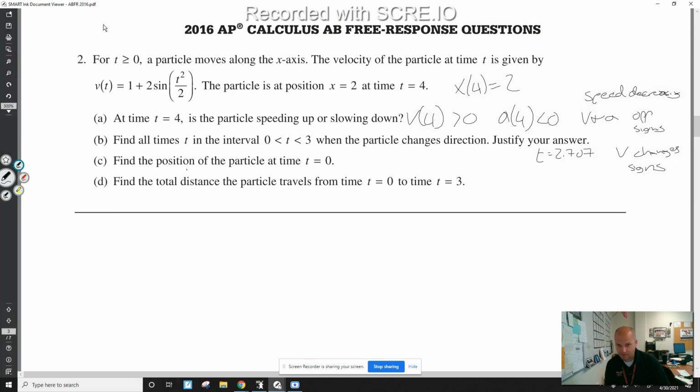All right, ready? I think this is like a 4-pointer, part C. What's the position at time 0? I taught you two different ways to do this. Ready? My future position, which I know, my ending position, equals my starting position plus my displacement. So you could do 2 equals some x of 0 plus the integral from 0 to 4 of v.